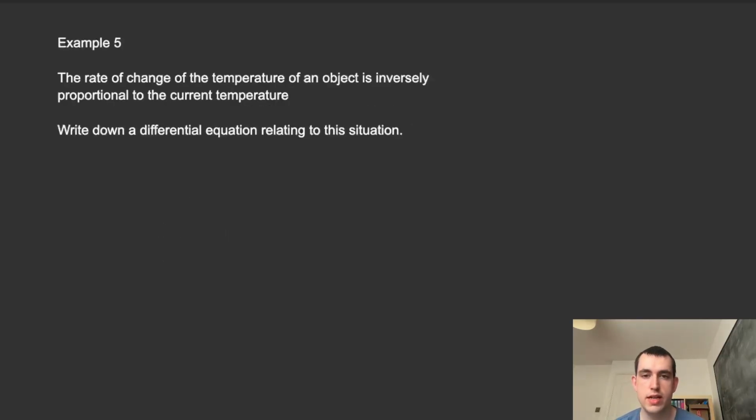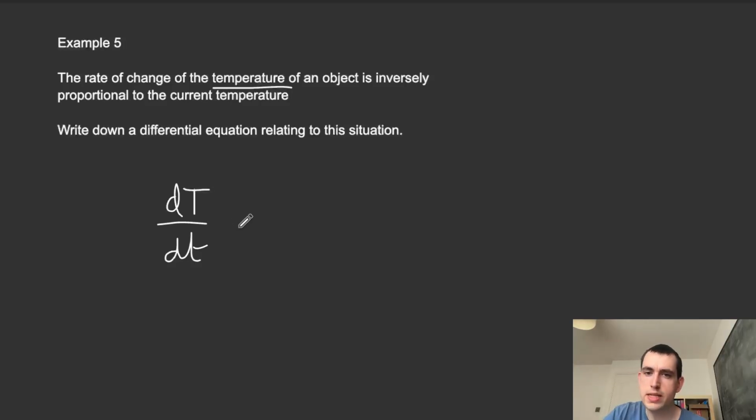Okay, example 5. Again, slightly harder. This time, the rate of change of the temperature of an object is inversely proportional to the current temperature. And we're looking, same goal as last time, to write down a differential equation relating to the situation. Still says rate of change, so I'm still going to write down a derivative, d something dt. What's it the rate of change of? It tells us its temperature. So I'm going to do the confusing one, dT dt, with T temperature being capital and t time being lowercase.